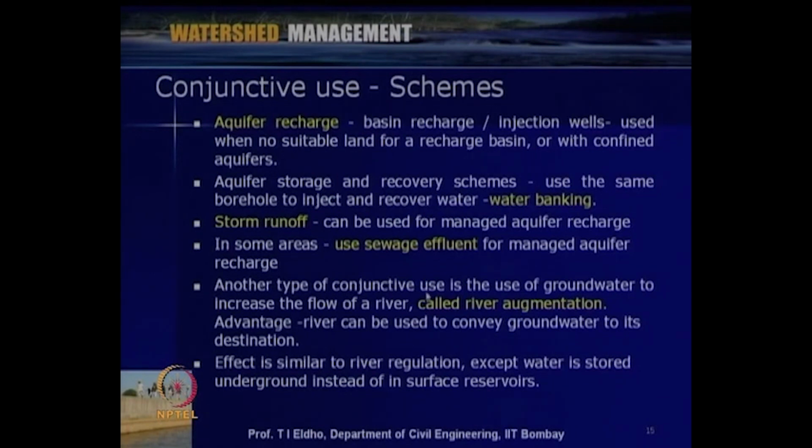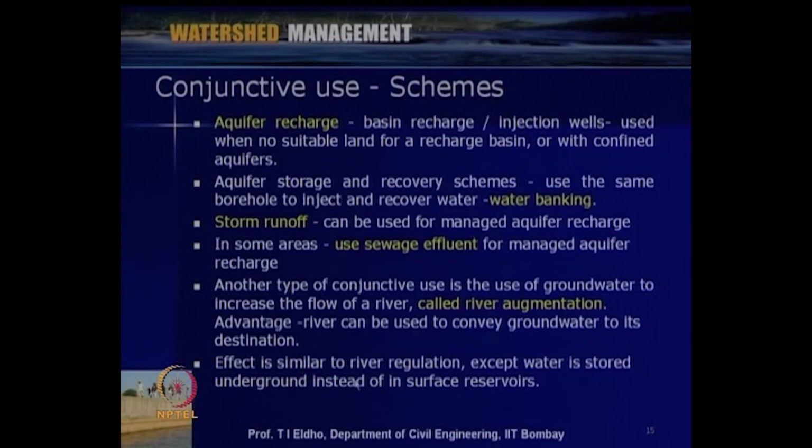And then another type of conjunctive use is the use of groundwater to increase the flow of a river, so-called river augmentation. As I mentioned, if the aquifer is recharging back to the river on the upstream side, then more water will be available on the downstream side of the river. So, that is so-called river augmentation. The advantage is that the river can be used to convey groundwater to its destination, like the lower regions.